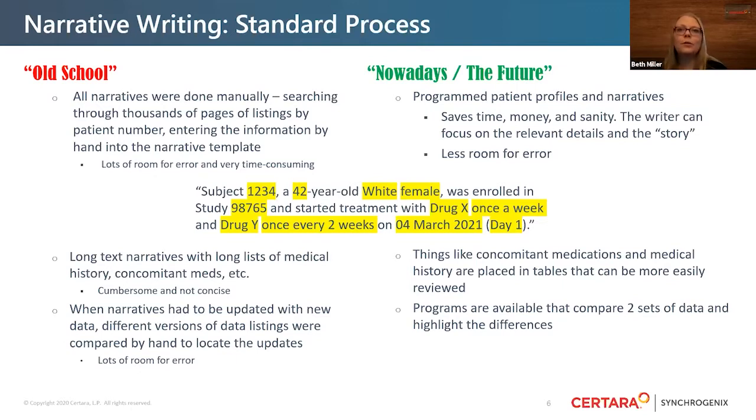Nowadays, we have programs that compare two sets of data and produce an output that highlights changes between the two sets of data in different colors, depending on if it's new data, maybe a new adverse event, changed data, or deleted data. For example, if an event was removed. This makes it very easy to update narratives by only seeing what changed and not having to comb through and compare multiple sets of data by hand.